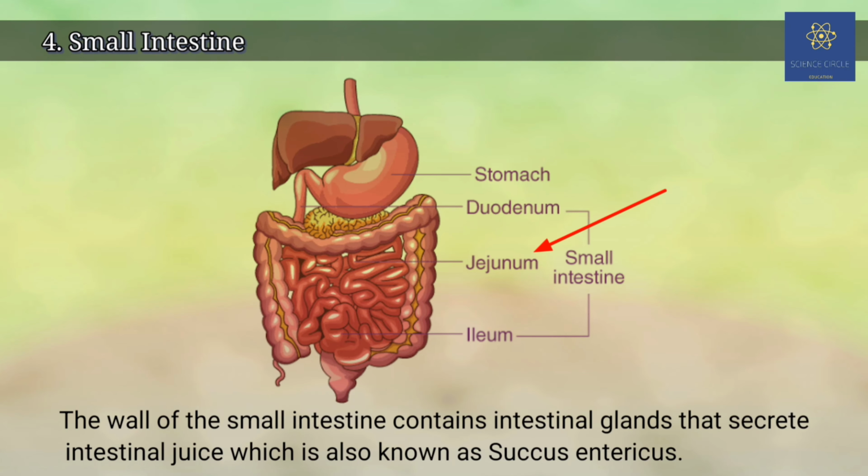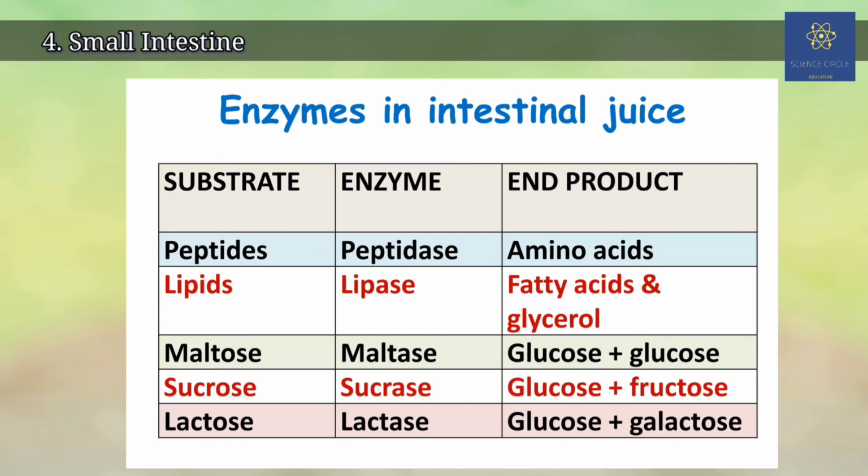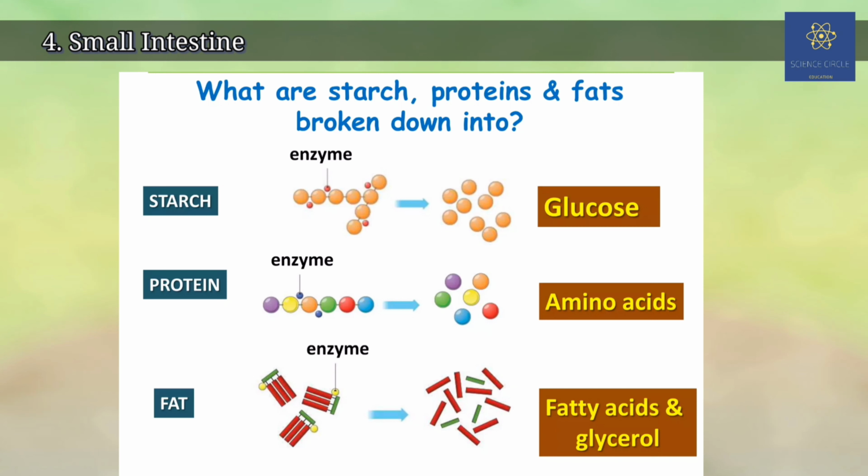Jejunum is the middle coiled part of the small intestine, which has an abundant number of digestive glands producing the major part of the intestinal juice. Here we can see the enzymes of the intestinal juice which help in completing the digestion: sucrase, maltase, lactase, lipase and peptidase. Jejunum is the seat of the maximum digestion. Complete digestion of the food takes place in the small intestine.